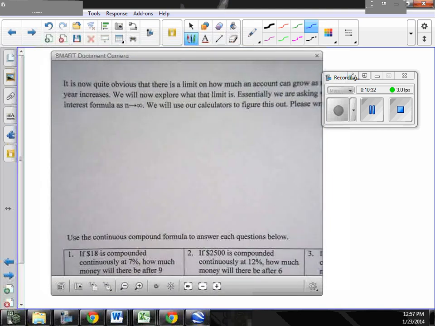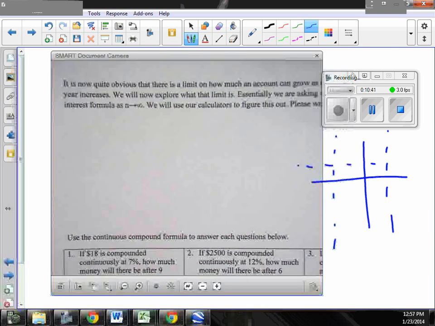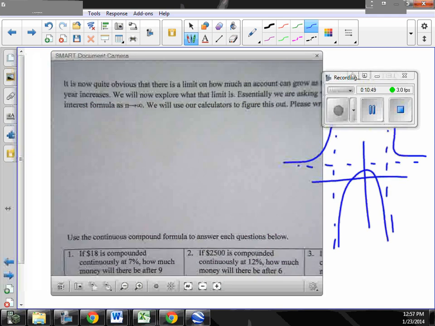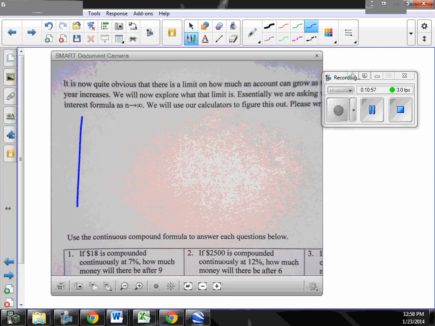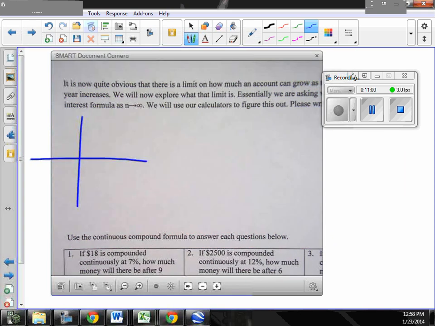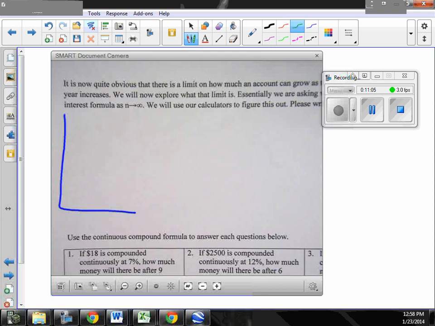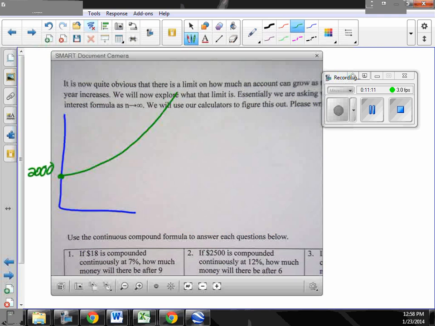So Connor brought up the idea of an asymptote, so you don't need to draw this one. But we've seen graphs that kind of look like this, where graphs approach particular lines but never actually reach them. And asymptotes are straight lines. In this case, we have sort of a curved asymptote. Let's do it this way. So if we were to look at the graph of our $2,000, so we start here at 2,000, if we compound annually, the graph might look like that.